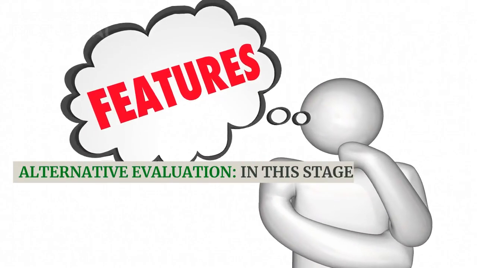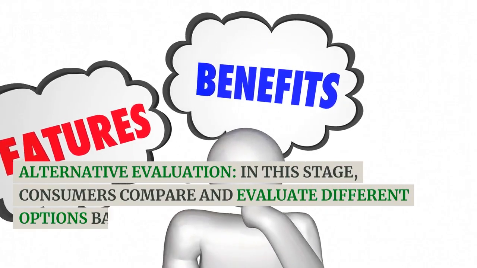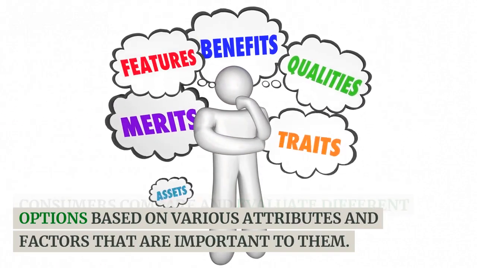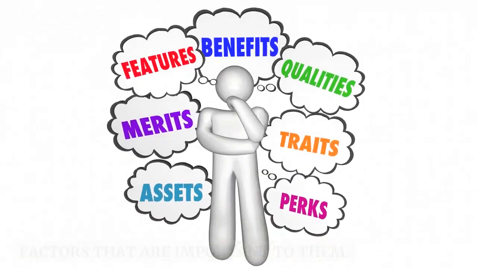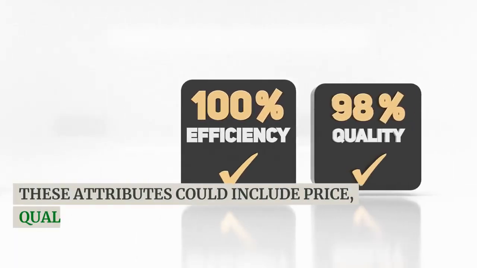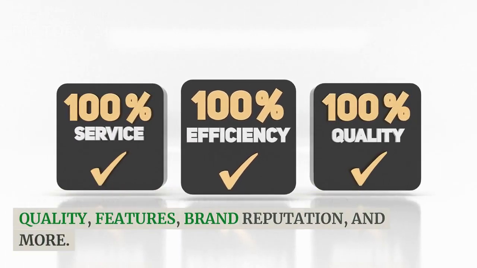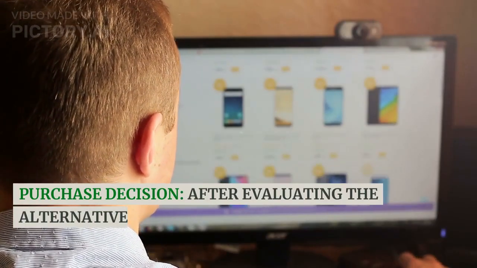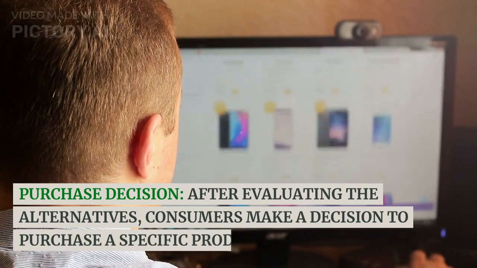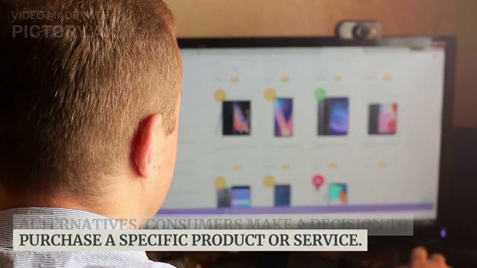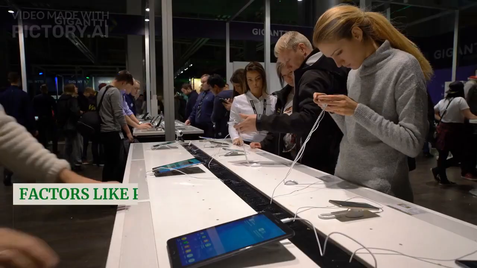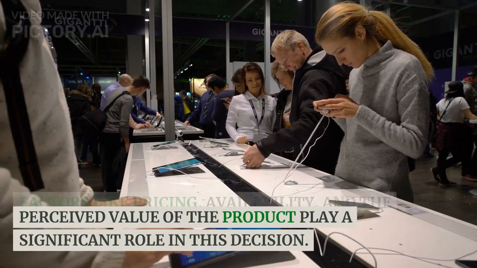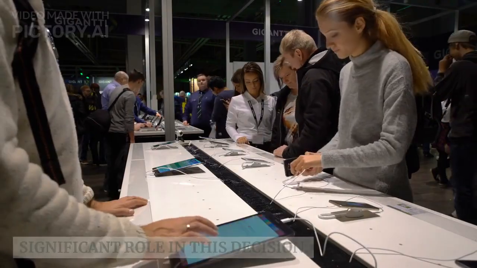Alternative evaluation. In this stage, consumers compare and evaluate different options based on various attributes and factors that are important to them. These attributes could include price, quality, features, brand reputation, and more. Purchase decision. After evaluating the alternatives, consumers make a decision to purchase a specific product or service. Factors like pricing, availability, and the perceived value of the product play a significant role in this decision.